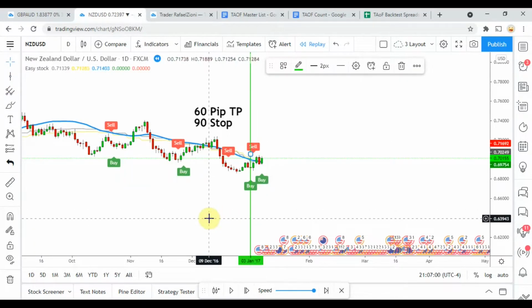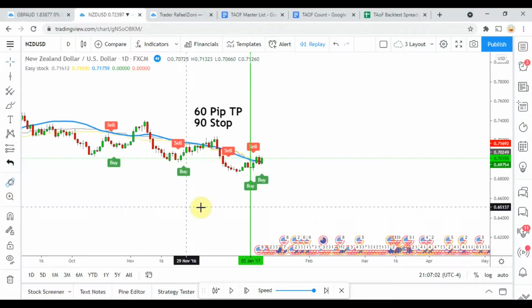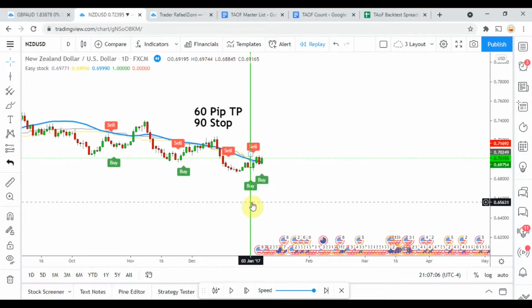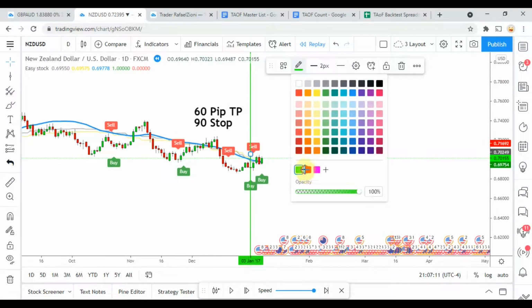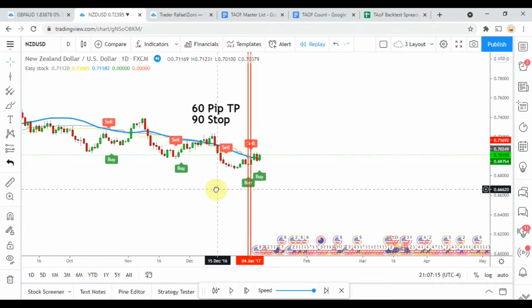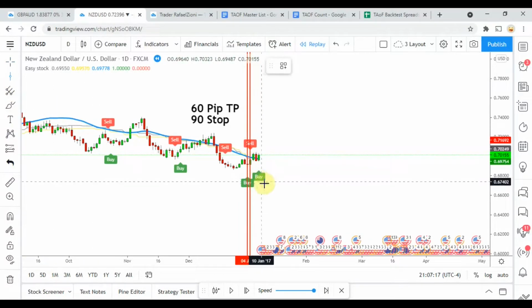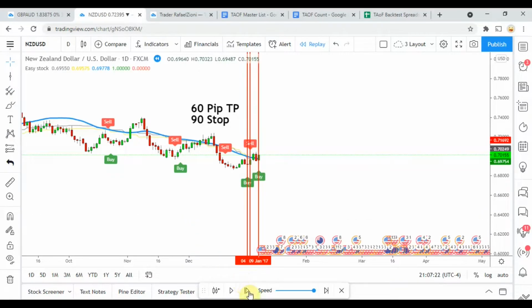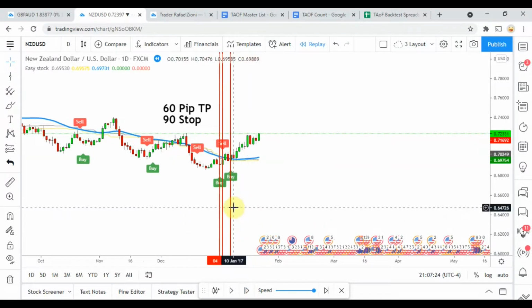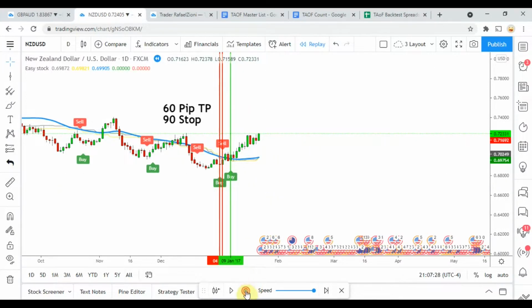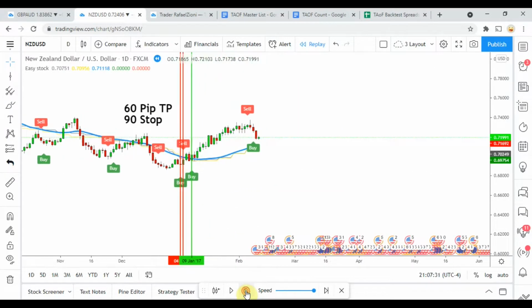Looks like we pick up a buy signal right here on this one. We do not get to take profit though. Then we pick up a sell signal right there on that one, also not getting us to take profit. And then a buy signal right there on that one, which does get us to take profit. All right, moving along here.